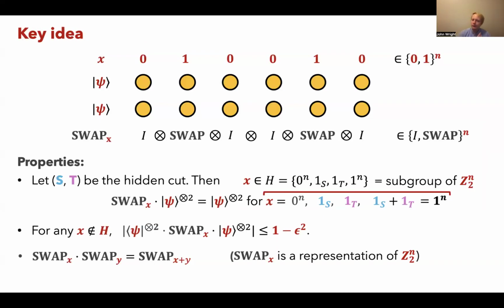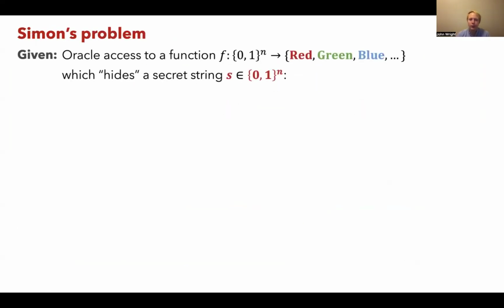Okay, so what I want to say is that this setup, where we have these states, winds up being invariant under these swap matrices so long as the string x comes from a subgroup. But otherwise, if we apply swap to psi tensor 2, it changes the state by some non-trivial amount. What I want to say is this actually looks like a classic problem from quantum algorithms, aka Simon's problem. So let me remind you what Simon's problem is.